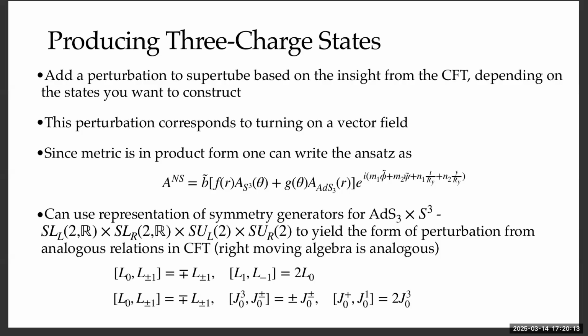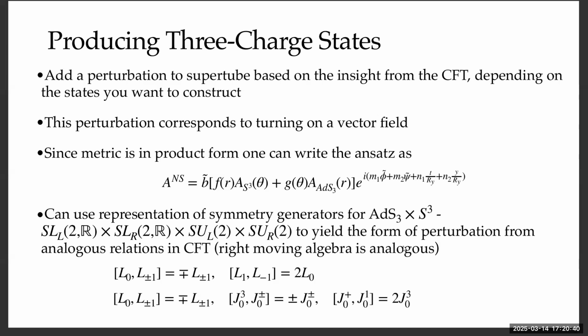So we want to construct first the perturbation that corresponds to this vector that I was showing. We want to turn it on. So we make an ansatz. But because we have a nice symmetry in our geometry, we can make this informed ansatz here, where we sort of split off the S3 dependence, which depends on theta, and the R dependence.